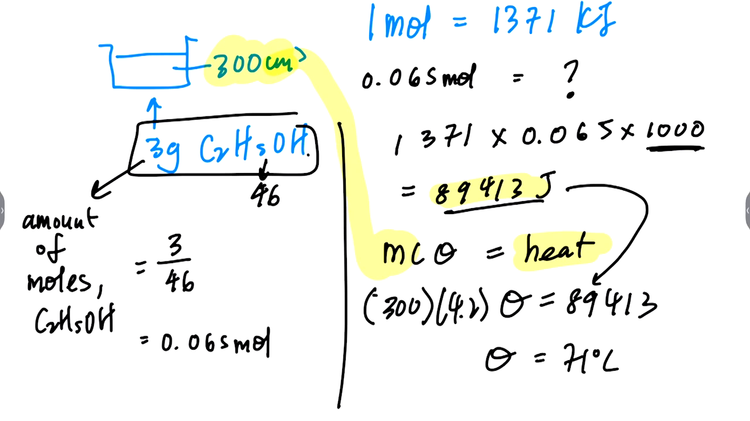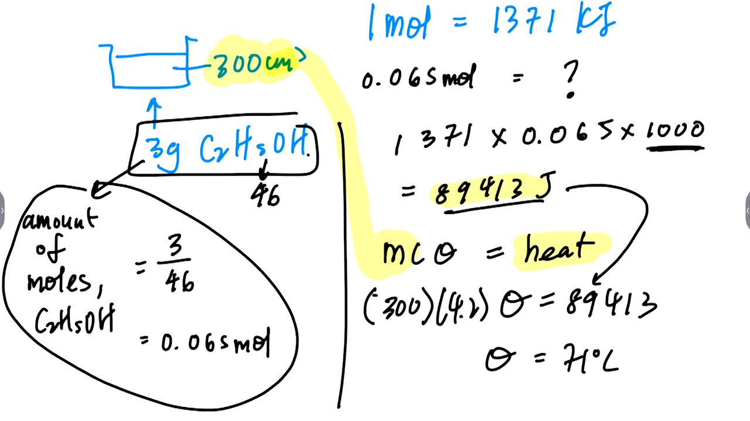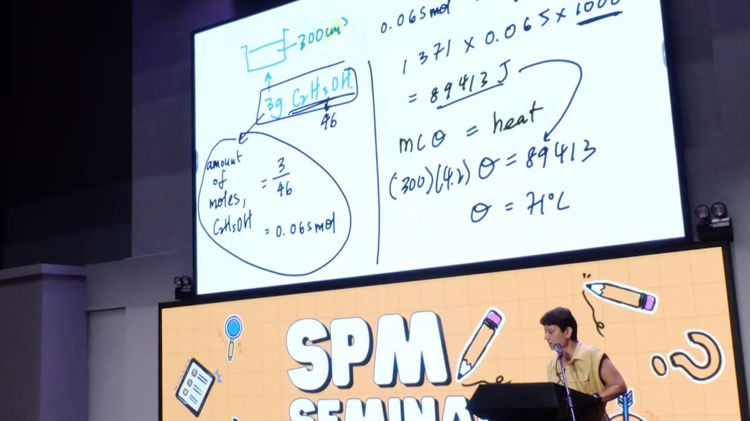If you cannot count this, if you don't know this, you cannot do. So you must use this. Okay. 1 mole delta H. Delta H means 1 mole is 1371. It's the same thing. That's what the heat of combustion means. Heat of combustion means the heat of 1 mole. But now I don't have 1 mole. I only have 0.065 mole. Okay? Shamela, understand? All right. Okay. Yeah. That's it.